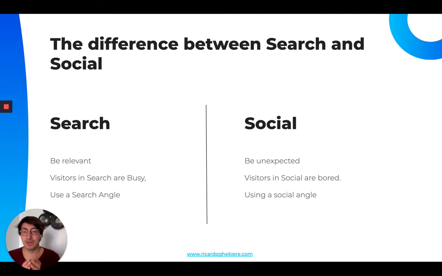So the goal of your ads in social is not to be relevant, but to be unexpected, to really draw the attention because people are not looking for you. You're just, well, I guess you could call it bothering them in between something they want to read above and something they want to read below, and your ad is right there. So the goal is for you to be unexpected.